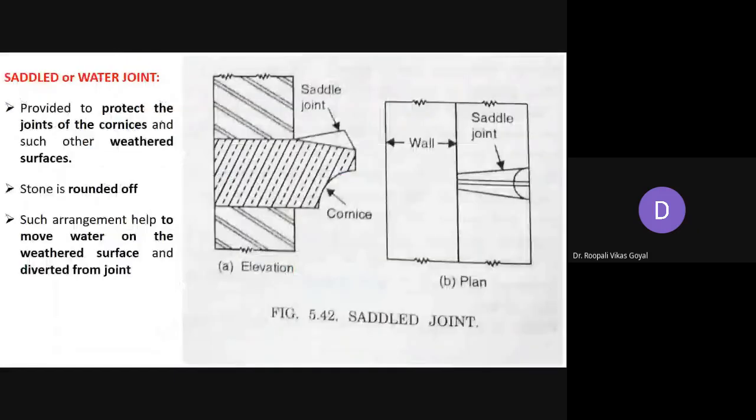Next is the saddle or water joint. Generally it is provided to protect the joints of cornices and other weathered surfaces, wherever water comes.